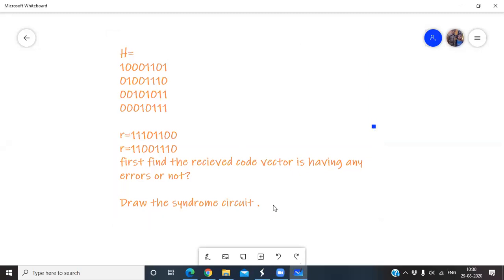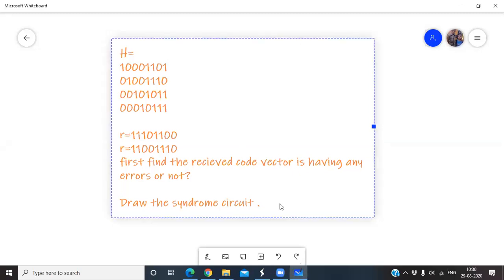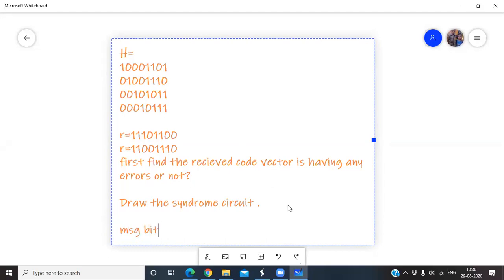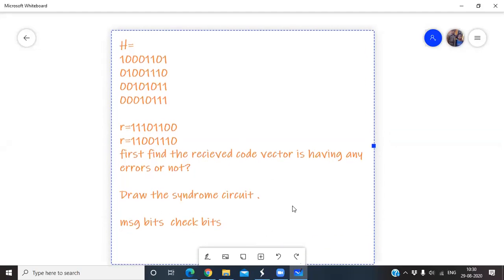That means in the previous case, first message bits followed by check bits. But when you go for the H parity check matrix, first identity matrix, next sub matrix. Now you have to go for the check bits first, next message bits.